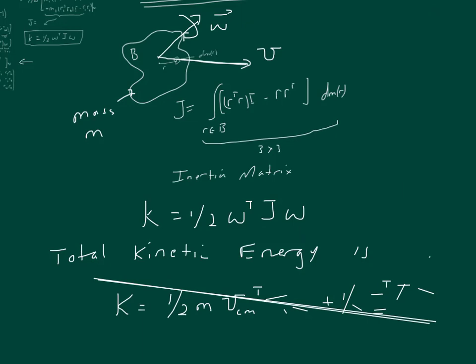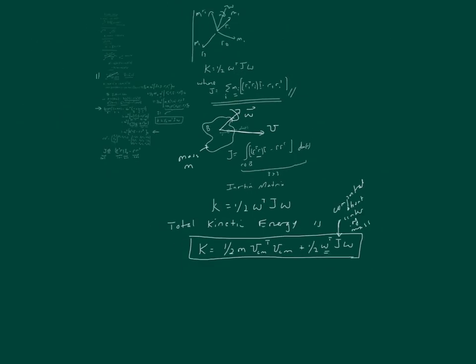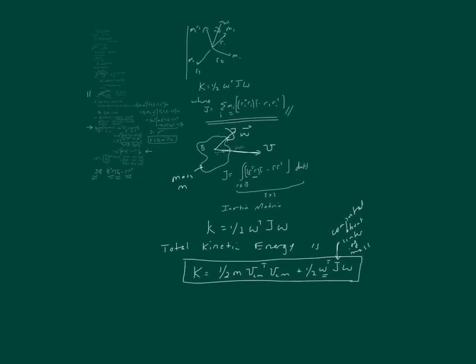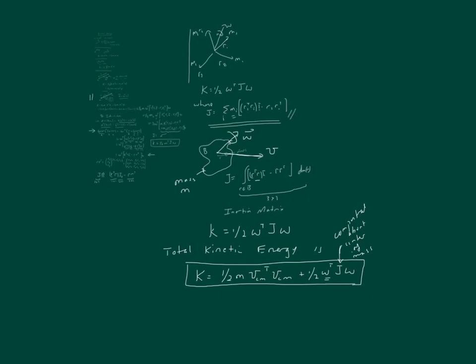So spinning about the center of mass versus spinning about an axis, you have the same angular velocity, but possibly a different J, because R would be different. So we will assume that J is always computed about the center of mass. And that is the way you compute the kinetic energy for a rigid body system.